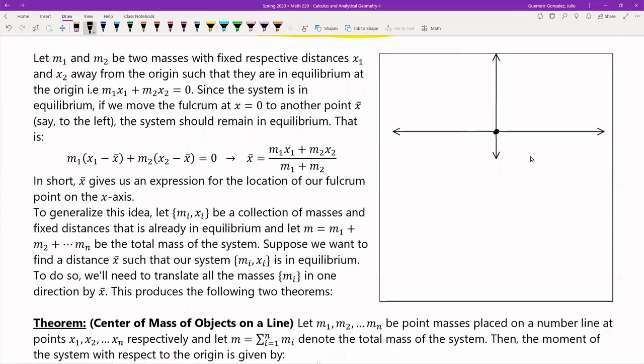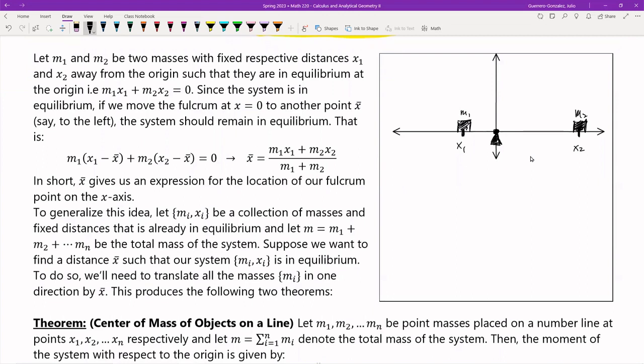Here's our origin, and suppose I had two masses. I'm going to put one right here. This is one mass. This is M1, a distance x1 away from the origin. And then I'm going to put another one over here, M2, a distance x2 away from the origin. And suppose this is balanced, so we're saying that this is in equilibrium.